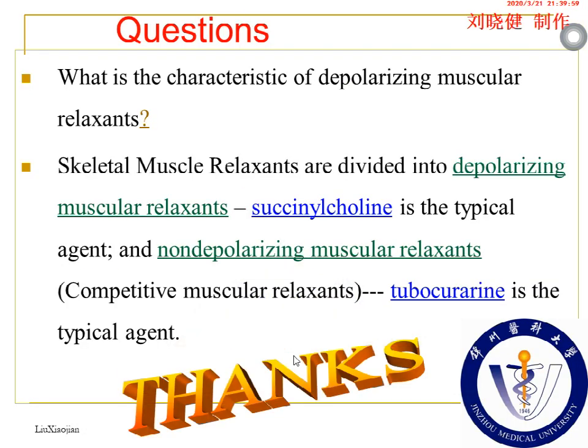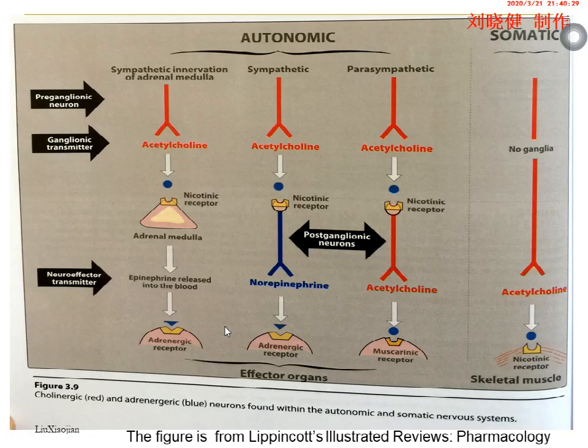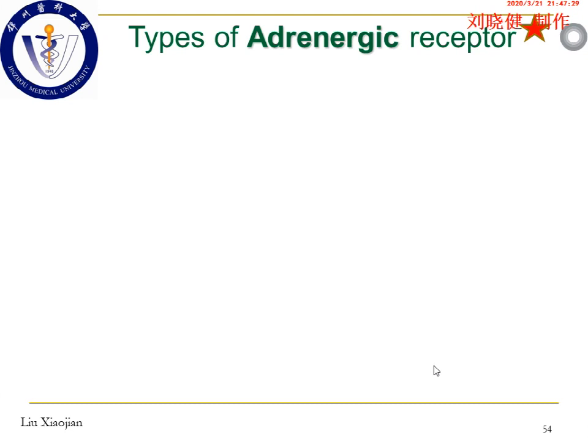Okay, that's all for this part about N receptor blockers. So there are several questions for you. Can you fill in this blank? Now, you have studied agonists and antagonists for M receptors and N receptors. These are the drug classifications. Okay, this figure may also be helpful for your study. Okay, let's go on.